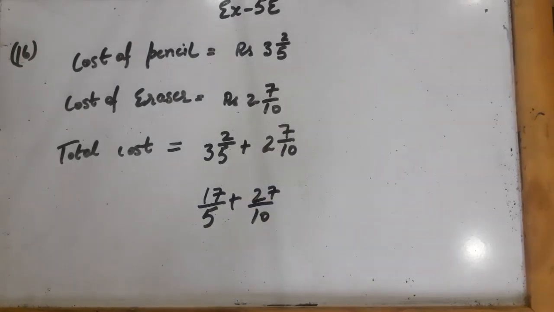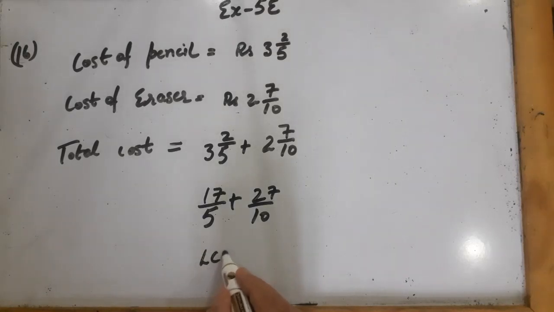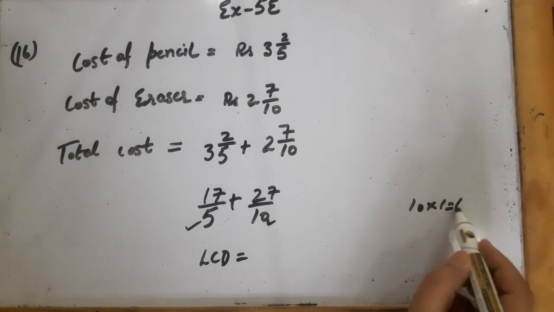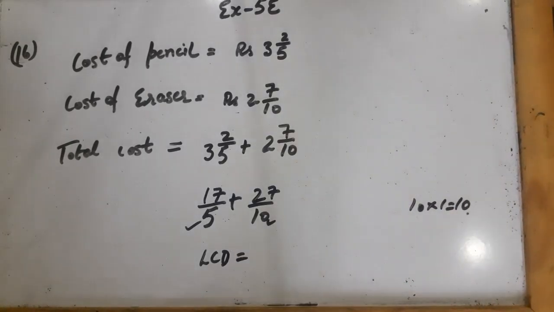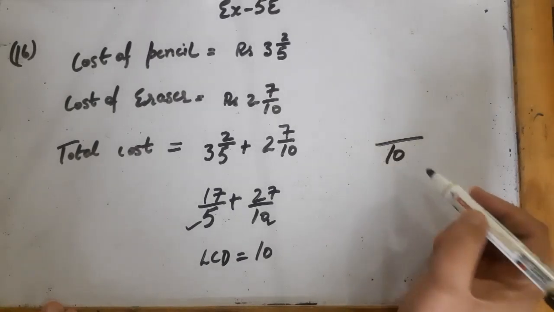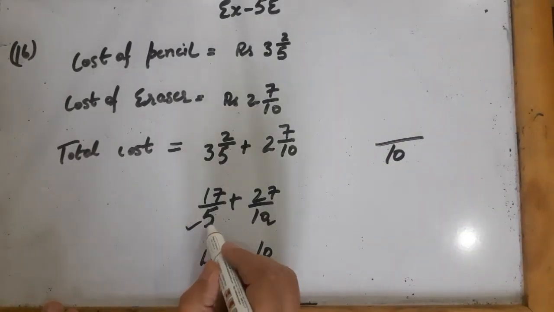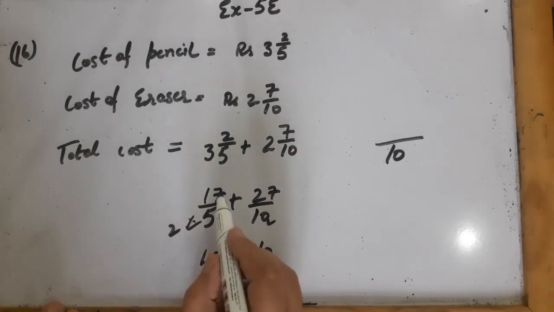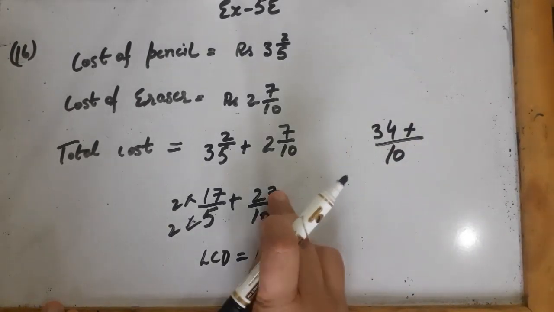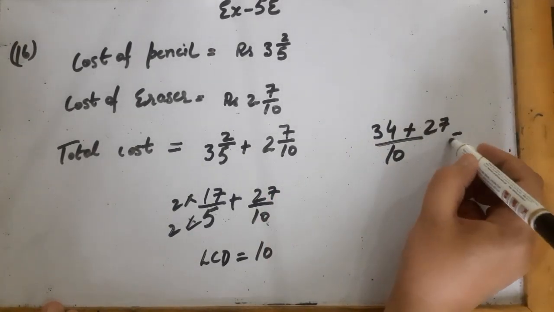Now both are unlike fractions and I need to convert them into like fractions. So what will be the least common denominator for them? You have to do the calculation in mind. Say the table of 10, 10 ones are 10. Do you get 10 on the table of 5 also? Yes. So my least common denominator will be 10, and both these fractions will have the denominator 10. Now what about the numerators? 5 twos are 10, so 17 twos will be 34. This already is 10, so 27 will remain the same. Now you add them up.